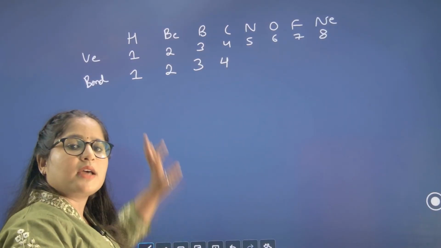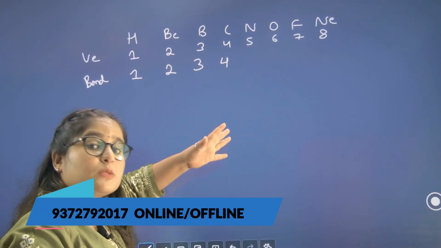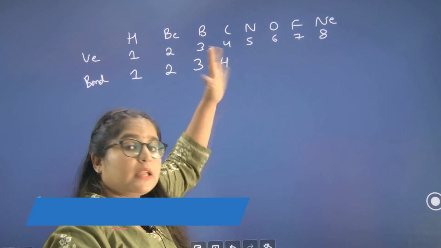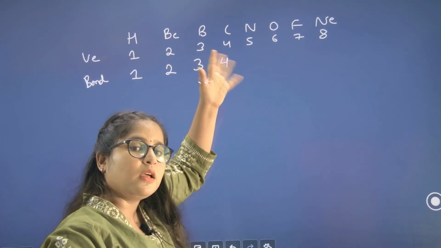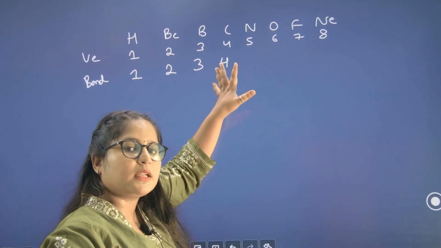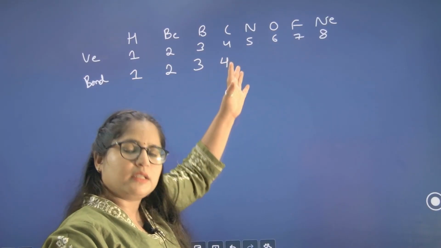As we know, these are second period elements, so they can't expand their octet. Nitrogen cannot make 5 bonds. If it makes 5 bonds, that is 5 into 2, 10 electrons. They don't have a vacant d orbital, right? They can't keep more than 8 electrons.